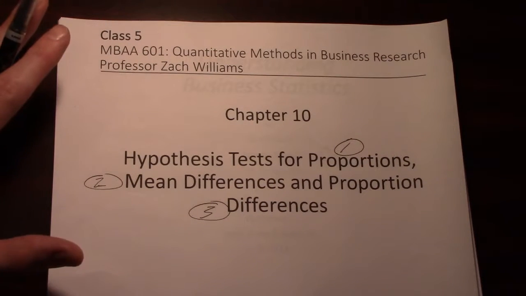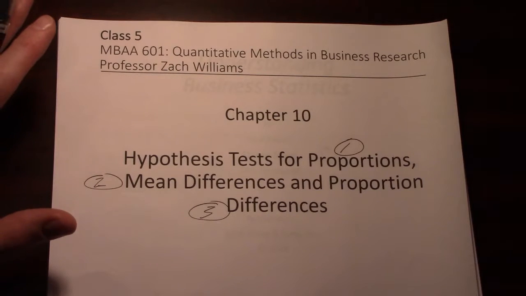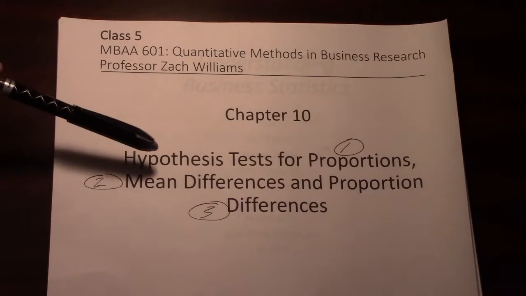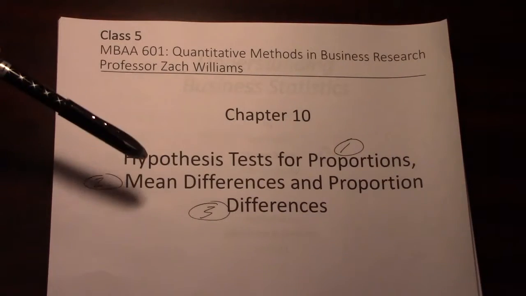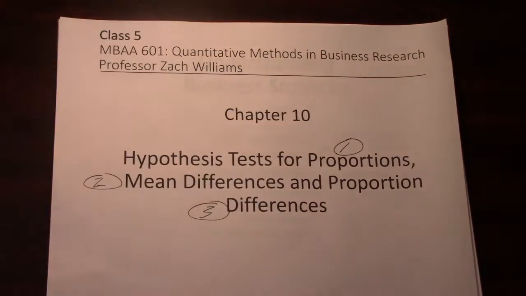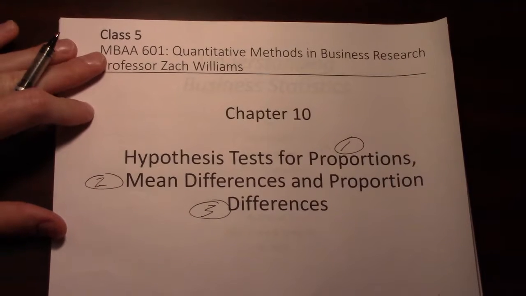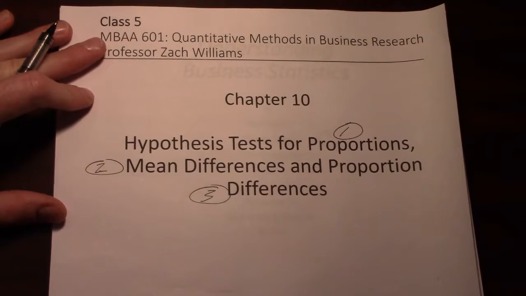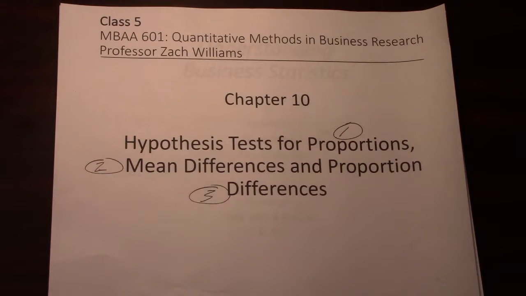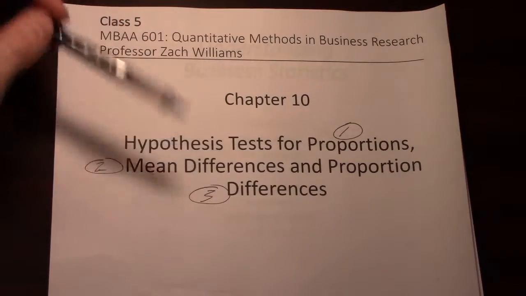So we're going to continue hypothesis testing for this video, and it's going to be an extension of the work we did in class 4, except this time we're going to add hypothesis tests for proportions, hypothesis tests for mean differences, and hypothesis test for proportion differences. Now it's all the same procedure, it's just a slightly different nuance when we get to how we conduct those tests. And the only real difference is the sampling distribution for each of these.